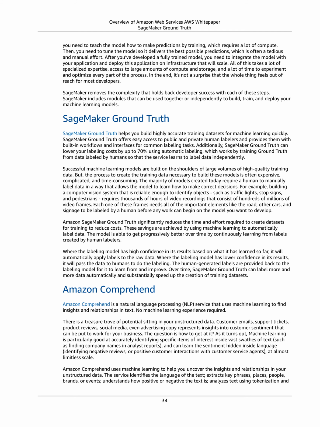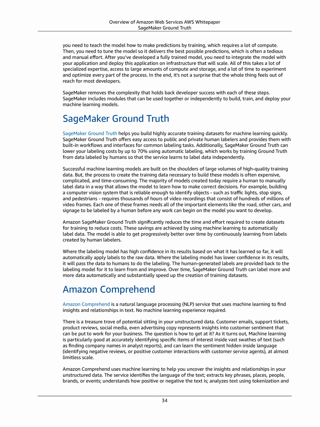Where the labeling model has lower confidence in its results, it will pass the data to humans to do the labeling. The human-generated labels are provided back to the labeling model for it to learn from and improve. Over time, SageMaker Ground Truth can label more and more data automatically and substantially speed up the creation of training datasets.